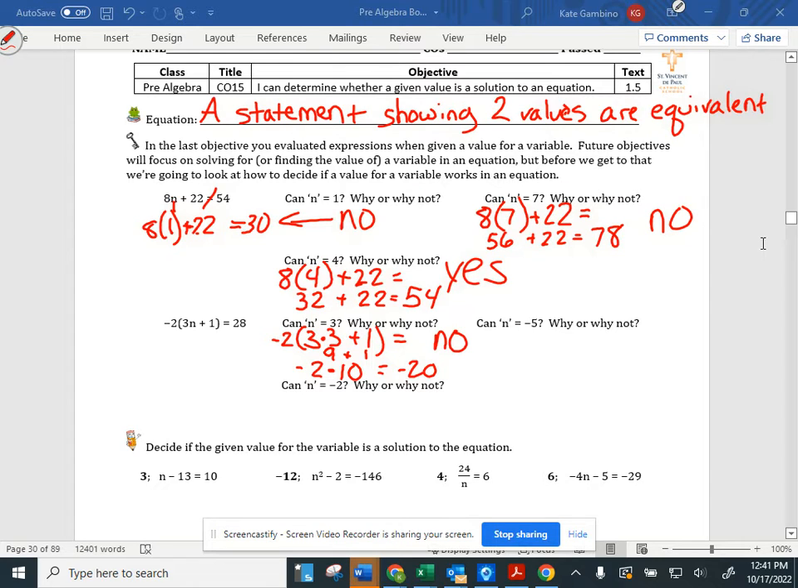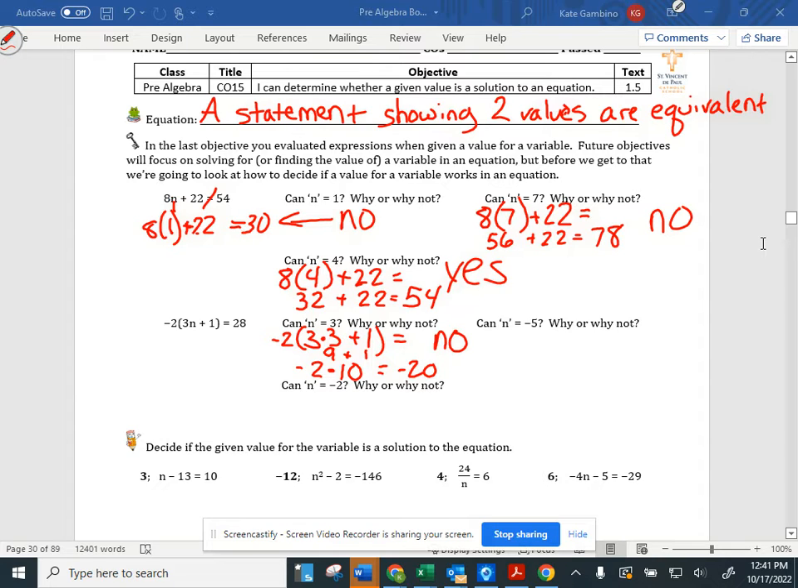So you have to do the math. You have to plug in what value they're giving you for the variable. Remember your order of operations. And do the math. Can it be this one? It's going to be a yes or a no, but your way of proving it is by doing the math, showing me what answer you get.